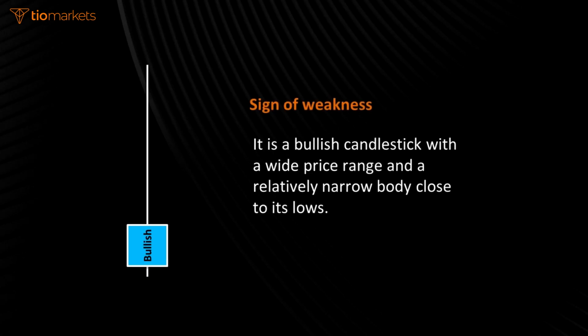This formation can also be seen as a sign of weakness. It is a bullish candlestick with a wide price range and a relatively narrow body close to its lows. It shows us that buyers tried to push the price up, but sellers recovered. When a candlestick like this appears after a move up, there might be signs of exhaustion or a temporary top might be forming. But after a move down, it can also be seen as a sign of strength.